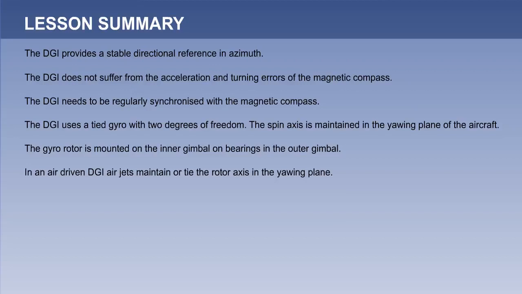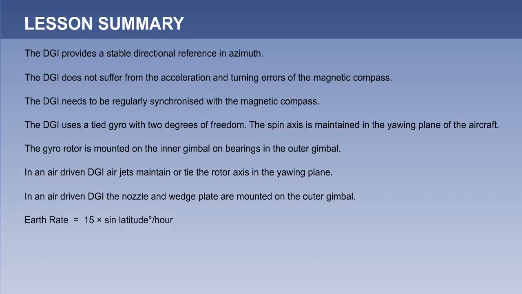In an air-driven DGI, the use of air jets maintains or ties the rotor axis in the yawing plane of the aircraft. In an air-driven DGI, the nozzle and wedge plate are mounted on the outer gimbal. The formula for Earth rate is: Earth rate equals 15 degrees times the sine of the latitude, in degrees per hour. At the equator, there will be no apparent wander.